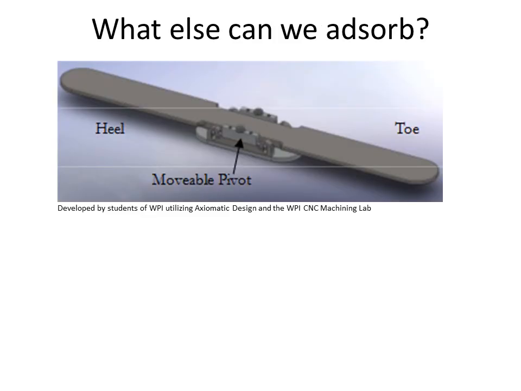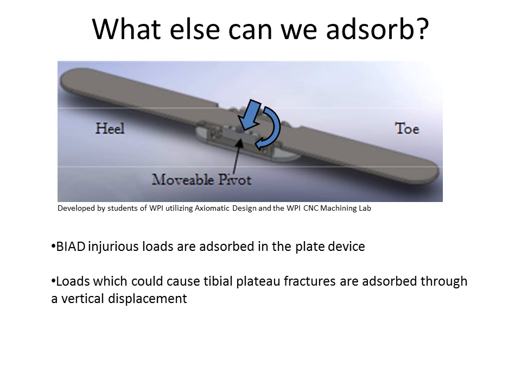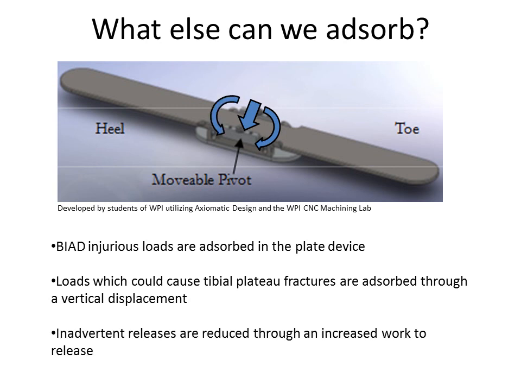Aside from ACL injuries, we can also absorb other loads and injurious forces in the ski binding system. We can reduce boot-induced anterior draw loads with a rotation in the posterior direction. We can reduce the amount of tibial plateau fractures through a displacement in the vertical direction to absorb potentially injurious loads. And we can decrease inadvertent releases from the heel with a rotation in the anterior direction. This increases the amount of work to release the ski boot from the heel piece of the binding.